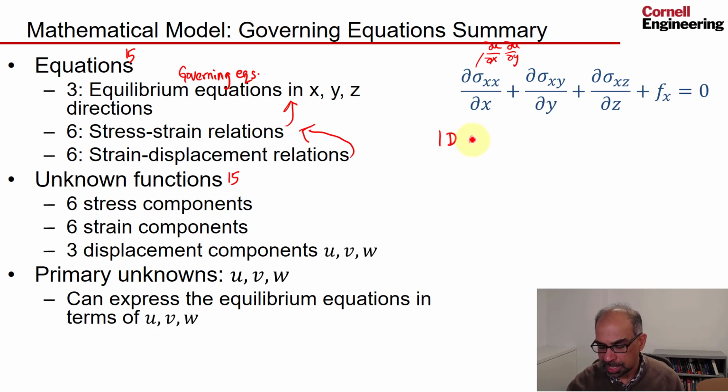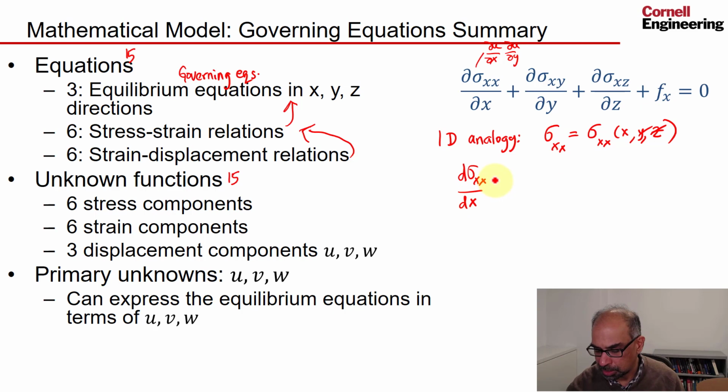So I like to think of a 1D analogy where now I have only one stress component, and that is a function of only x. So there is no dependence on y and z. And this is the only derivative that will remain, and I can write this as a total derivative. So it becomes an ODE. And just to keep things interesting, let me say the body force is not 0. Okay, so that's my equilibrium equation. That'll be my governing equation in 1D.